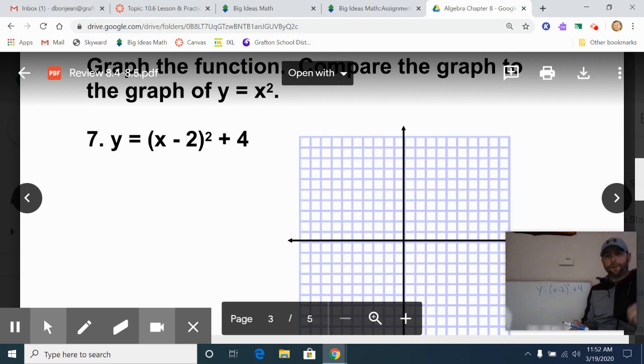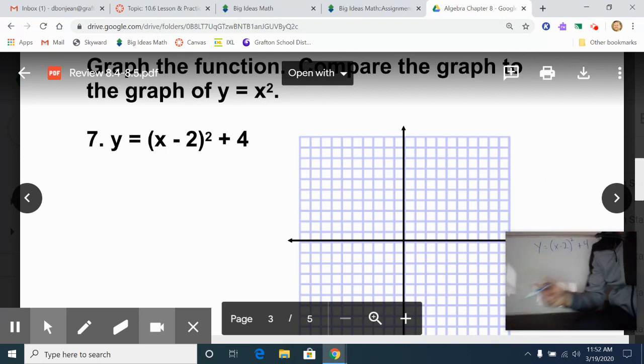So I don't know if we remember this, but to find the vertex, what we do is, since we have something that's in parentheses, we're going to find what number I can plug in for x that would make this expression equal 0. So what I'm going to do is make a table.